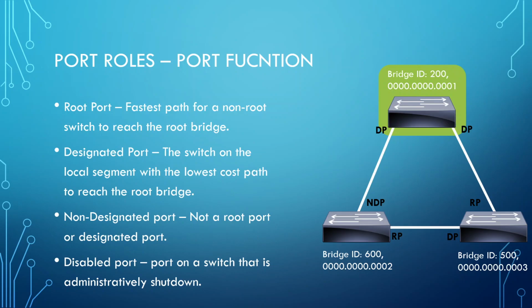The disabled port is a port on the switch which is shut down administratively. That means that someone actually went onto that switch and used the shutdown command, and that port isn't included in the STP topology. The three main ports included in the STP topology are going to be root port, designated port, and non-designated port. And like I said before, those ports all perform some specific role or function within the STP topology.